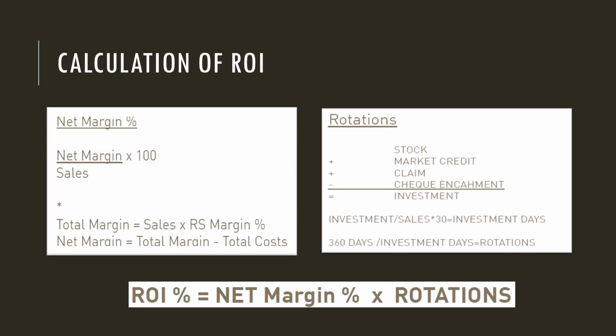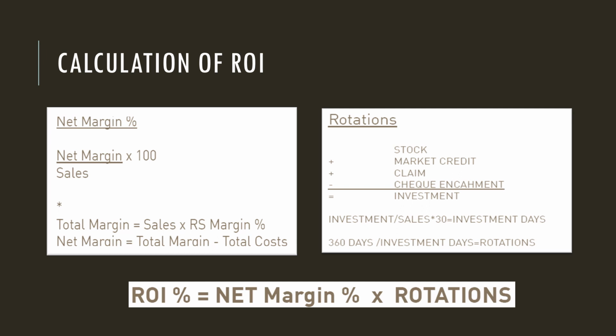Now I will explain the ROI calculation in this slide. As already mentioned, ROI percentage is equal to net margin percentage into rotations. First, let's see what the net margin percentage is. The net margin percentage formula is equal to net margin divided by sales into 100. In this formula, sales is nothing but the total turnover. Total margin is equal to sales into RS margin percentage. Here the RS margin percentage is the commission paid by the company to the distributor. So now we know the total margin.